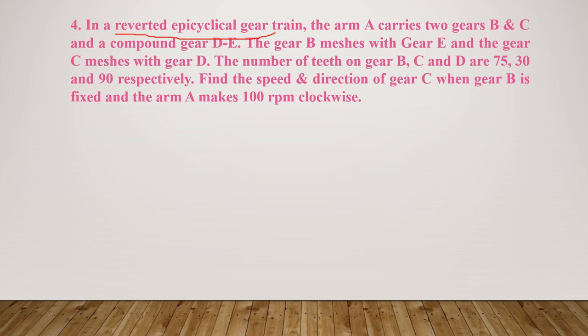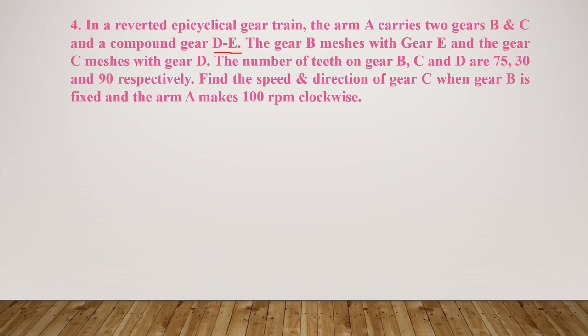Then epicyclic. So there must be an arm supporting the gears and one gear should be the reference. So arm A is given here, carries two gears. So two gears are connected with the arm. Okay. So now this arrangement is supported by a compound gear. So this combination is of a reverted gear, epicyclic gear train, and compound gear train. So what do you mean by compound gear train? In one shaft you have two gears. Okay, D and E are those two gears here. Clear? So you have to place the gears in such a way that D and E come on the same shaft.